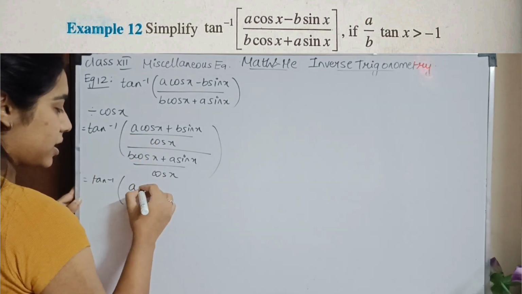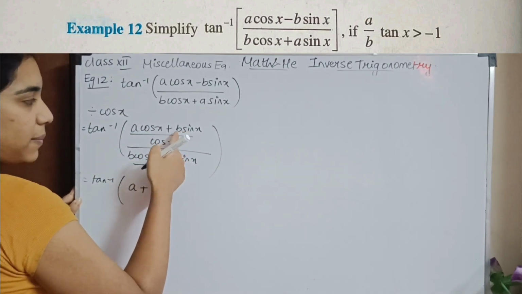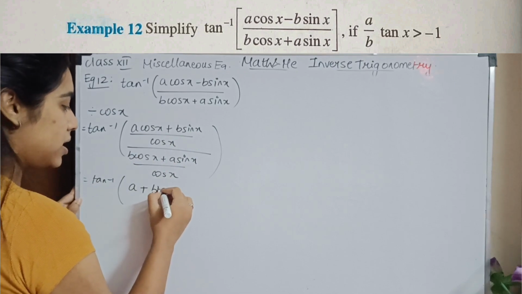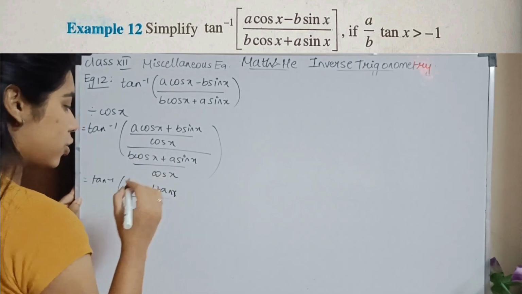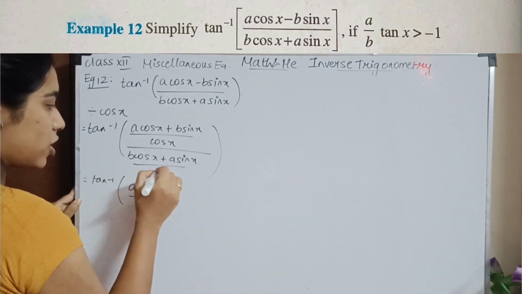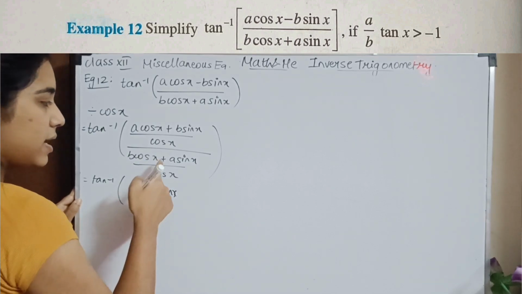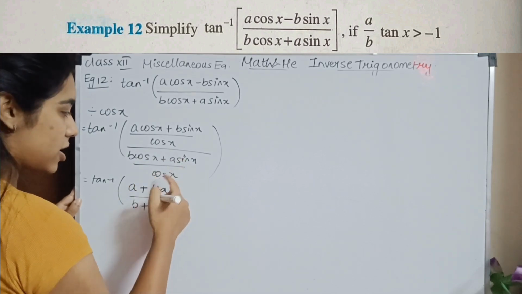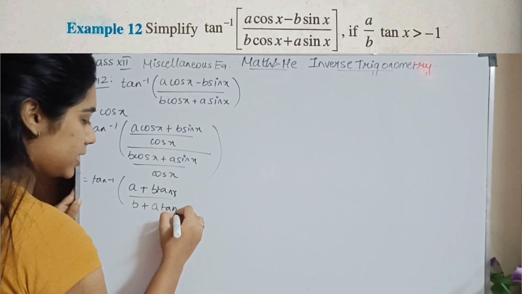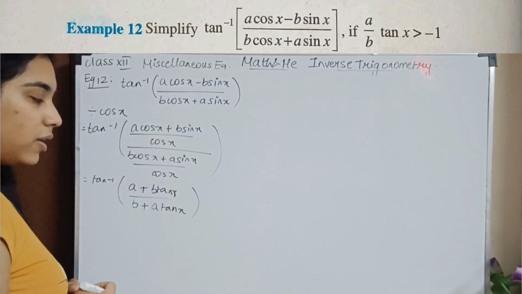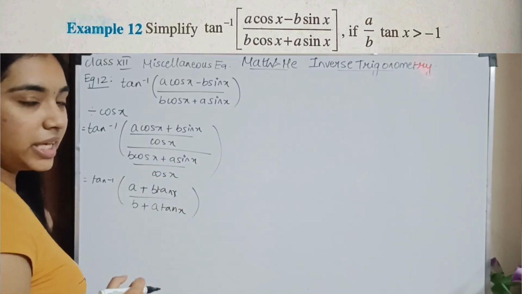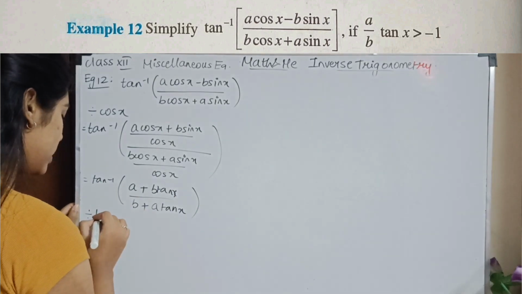I have b sin x by cos x, it will be b tan x. The whole divided by, here cos x and cos x cancel, b plus a divided by sin x cos x. So I'll have a tan x. Okay. Now I'm going to divide the whole equation by b. You'll understand why. Dividing the whole equation by b.